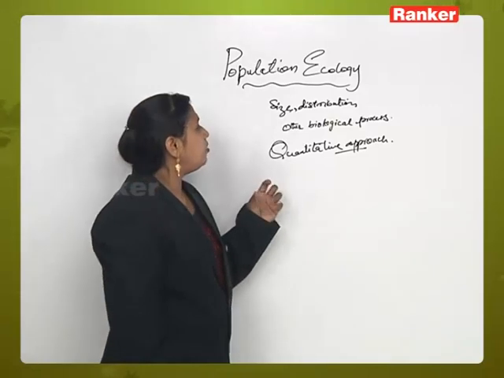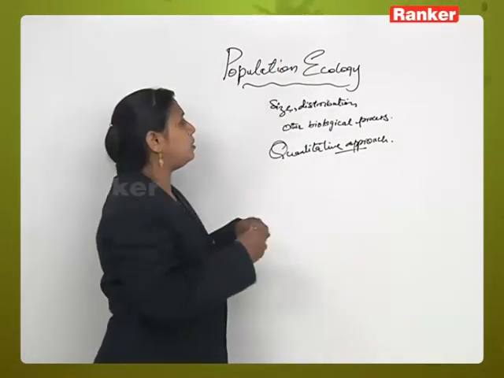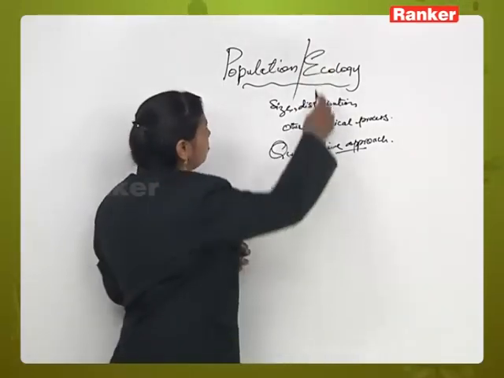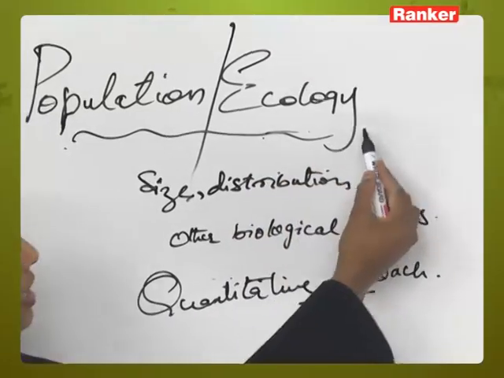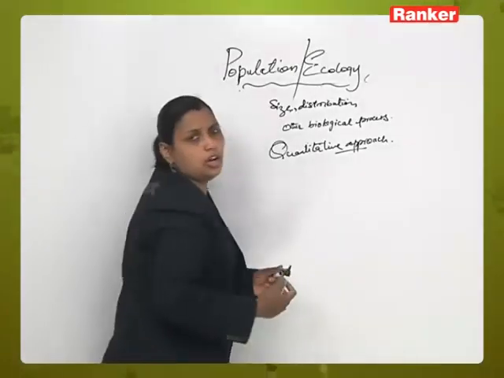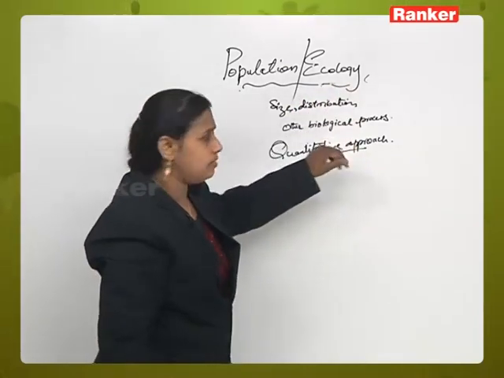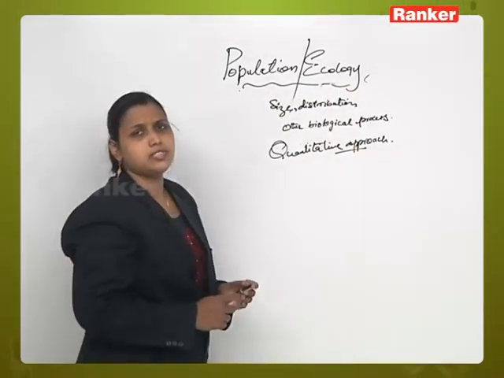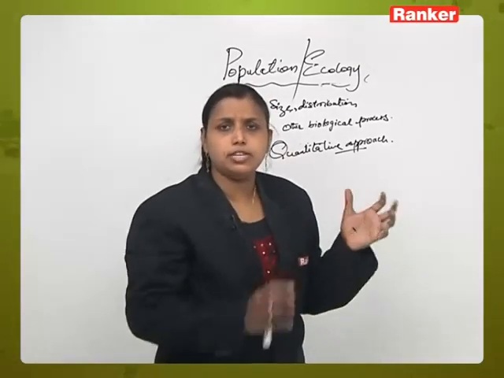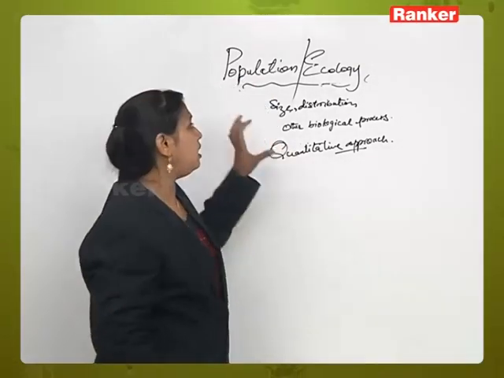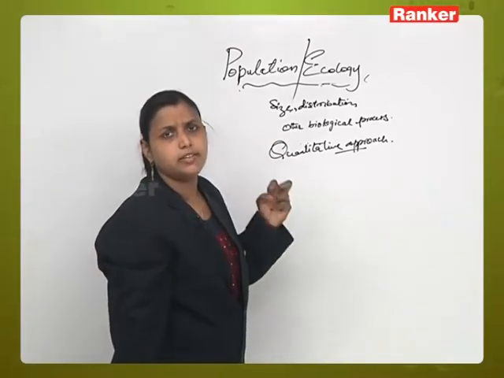Now, here what is population? When we come to the definition, first one is population. We divide population ecology into two: first is population and second is ecology. Ecology, what we said, eco means the house or the area where the particular organism is living. So, what is population here? As we studied in an earlier class, population is a group of individuals of the same species living in a particular area.